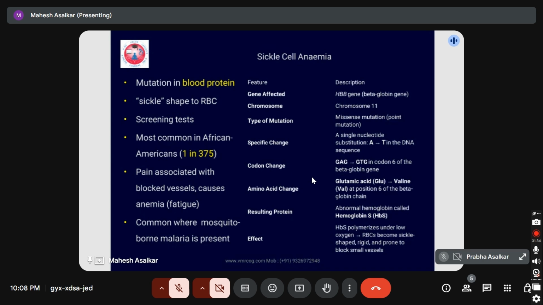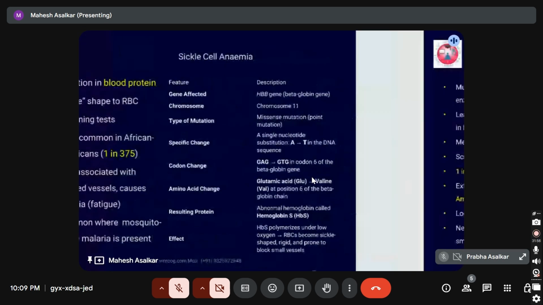Okay, so remember chromosome number 11, HBB gene, that is the beta globin gene, and missense mutation is responsible for sickle cell anemia. Okay, rest of the things like glutamic acid is replaced by valine at position 6 of the beta globin chain. So these are the important things in this particular sickle cell anemia.